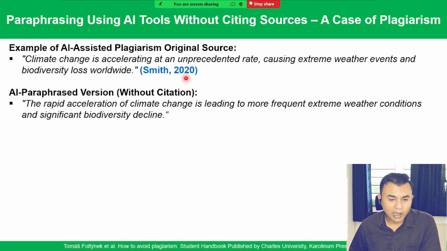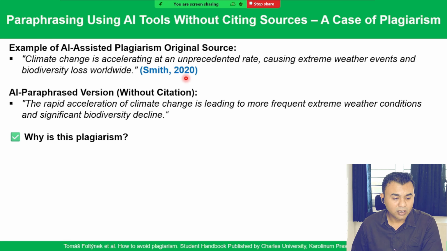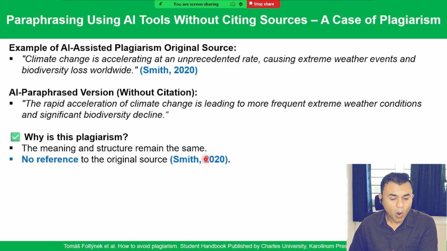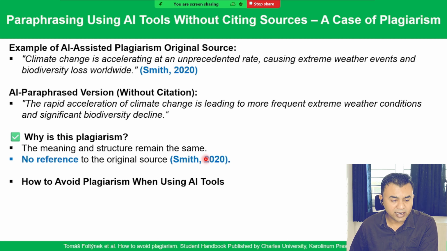Sometimes there is a good plugin with ChatGPT called SciSpace. You can use SciSpace with ChatGPT to provide the citations. This is a good provision. You can use both the tools simultaneously back and forth. Why is this still plagiarism? Because the meaning and the structure remain the same. So there is no issue with that. The words are altered, but the meaning remains the same. However, it is still plagiarism because references are not given, references are not cited, right?